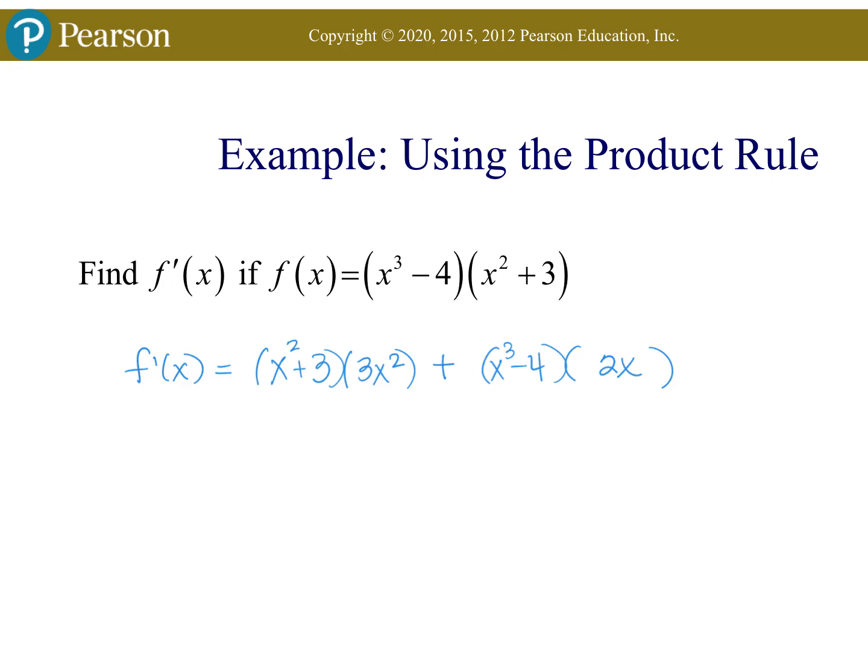And then it's just a matter of distributing, cleaning up, and adding any like terms you might have. So this will give me 3x to the 4th plus 9x squared. And then 2x to the 4th minus 8x. So any like terms I can combine together. So I'll have 5x to the 4th plus 9x squared minus 8x. So this is the derivative.